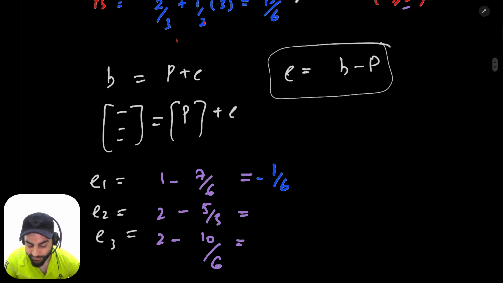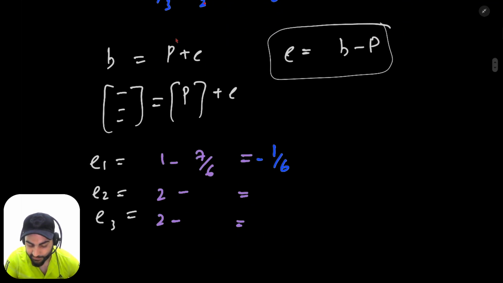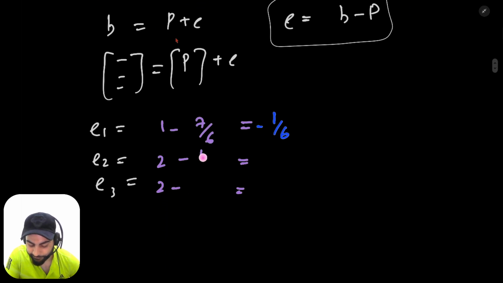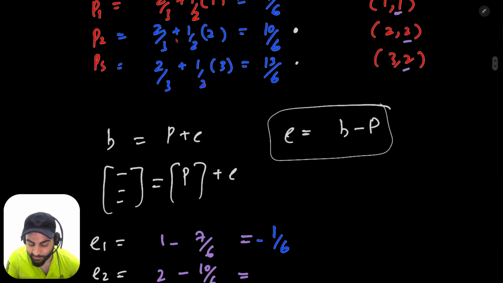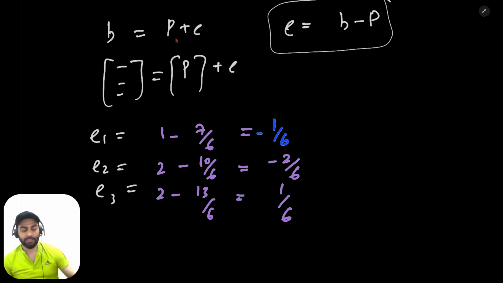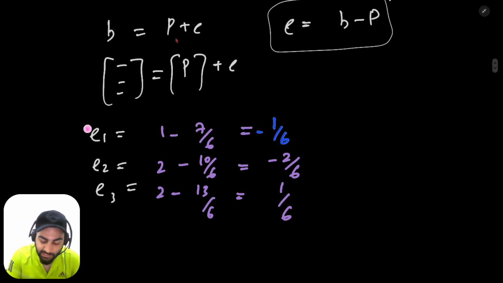Now this is 1 minus 7 by 6, and this is 2 minus 10 by 6, and this is 2 minus 13 by 6. Okay, this is 6 minus 7, this is minus 1 over 6. Okay, and this is 12 minus 10, this is 2 over 6. Okay, and this is 6 minus 1. This is 1 by 6. Okay, so these are the errors. Yeah, I think this is accurate now. So these are errors that we got.